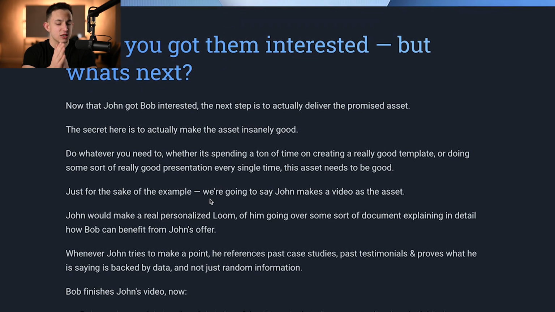Now, just for the sake of the example, we're going to say that John makes a video as the asset, right? It could be a document. It could be anything you want it to be, but we're just going to call it a video. Now, John wants to make a real personalized Loom of him going over some sort of document explaining in detail how Bob can benefit from John's offer.